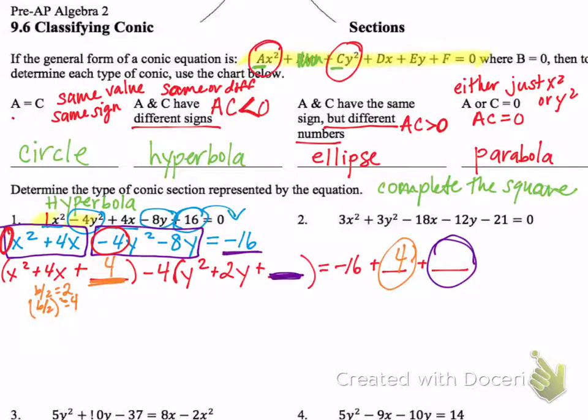Now I'm going to look at the y squareds. So same thing. I look at this middle term, which is 2. B over 2 is 1. B over 2 squared is what? 1. So I put a 1 here. Here's where it gets a little, not tricky, but you just have to remember, I pulled out a negative 4 right here. So I'm going to multiply negative 4 times 1, and that's what goes over here.